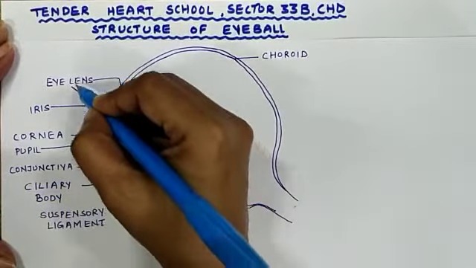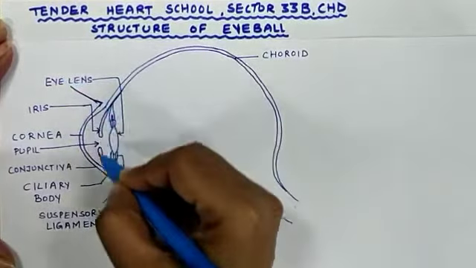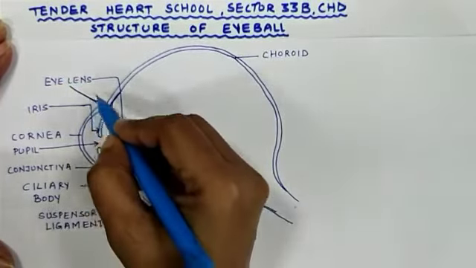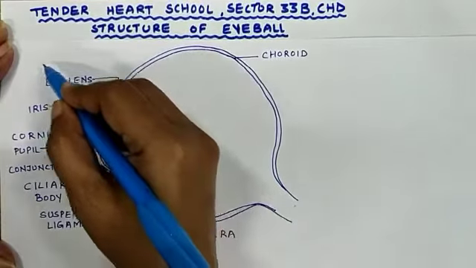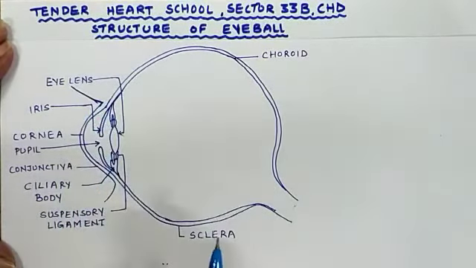Conjunctiva is in continuation with your eyelids, upper and the lower eyelid. It is covering the front part of the eye, but it is also in continuation with the eyelids. So this is your conjunctiva.